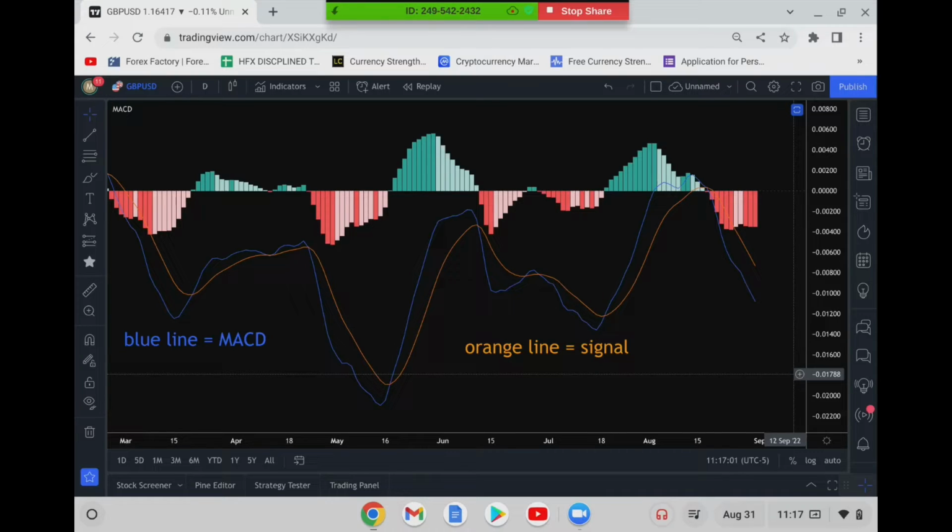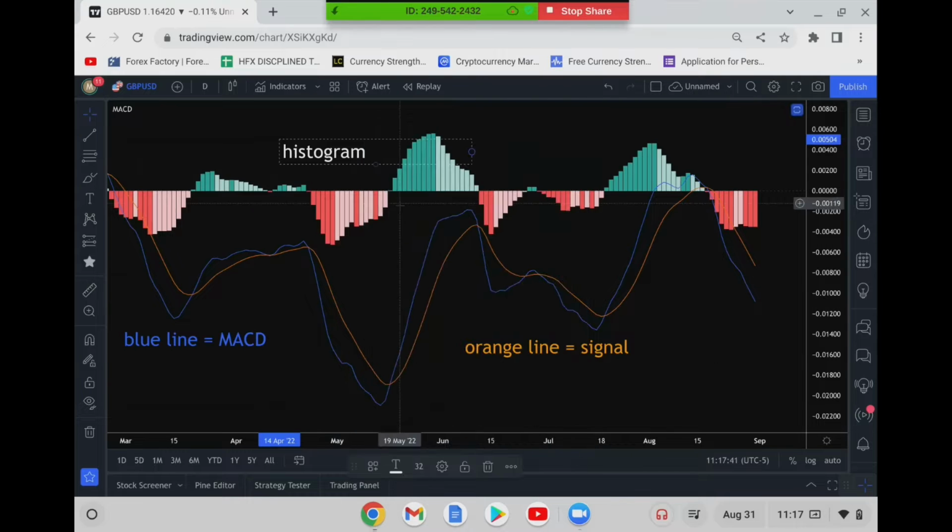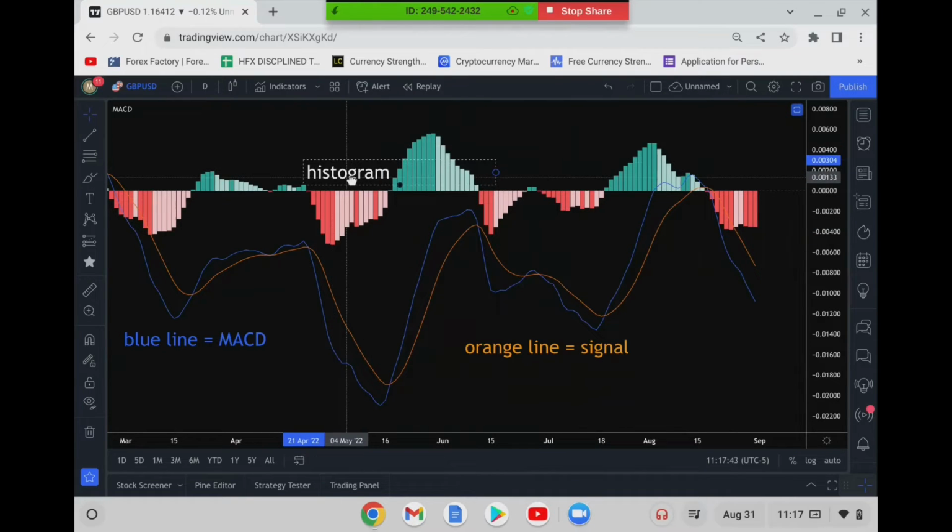Last but not least, the next part that I want to point out to you guys about our MACD is going to be our histogram. All right, so if you guys can see, we have these red bars. We also have these green bars, right? And these red and green bars oscillate. These are actually called our histogram. All right, so here we have our histogram.